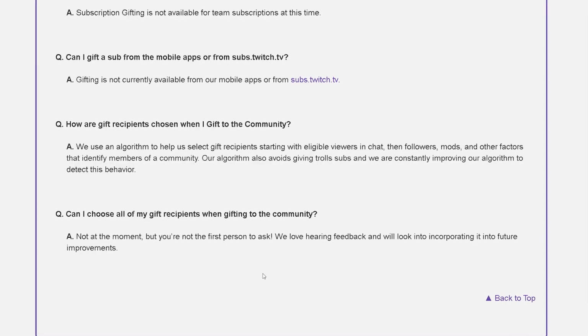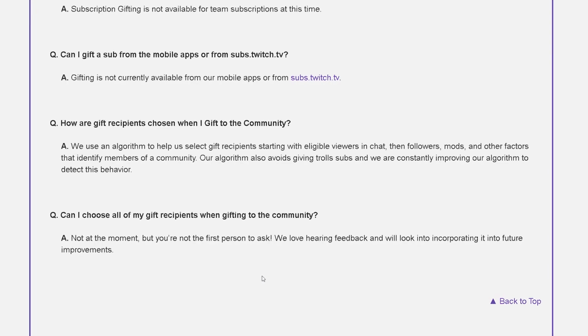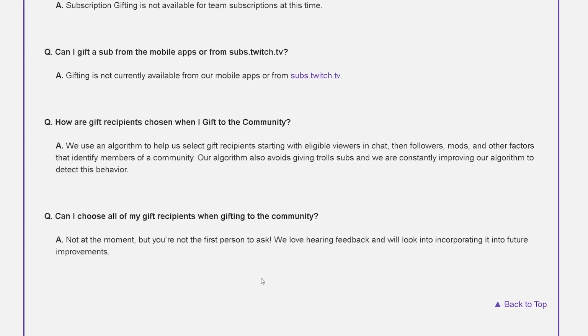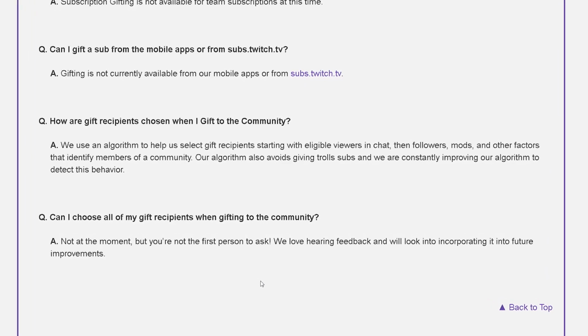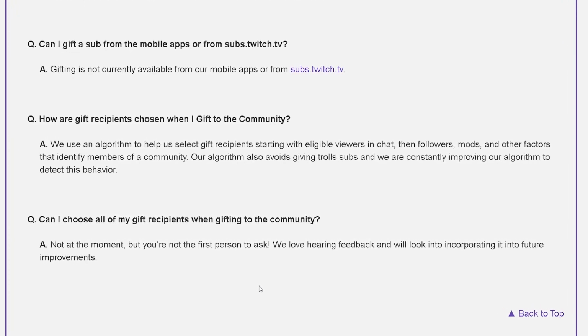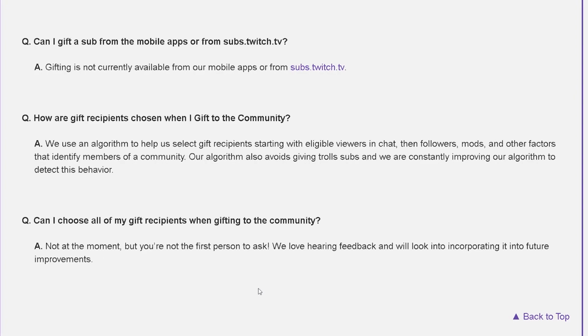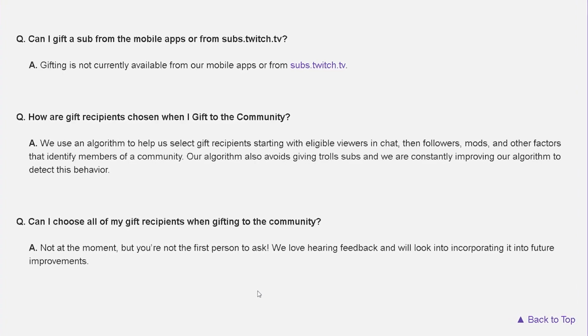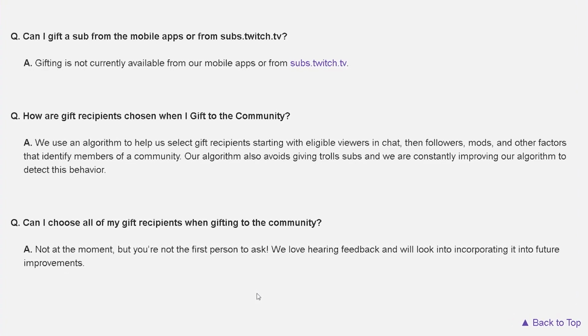Another question you're probably having is, is there an algorithm that actually selects who to gift the subs to? Well, apparently there's an algorithm. They made a statement in the Q&A section of gifting subs, and it says, we're gonna read it together. We use an algorithm to help us select gift recipients, starting with eligible viewers in chat, then followers, mods, and other factors that identify members of a community. Our algorithm also avoids giving troll subs, and we are constantly improving our algorithm to detect this behavior.